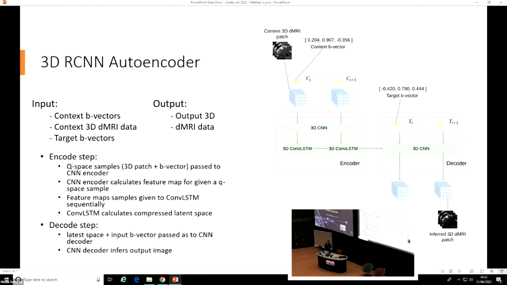The encoder consists of a three-dimensional CNN, which is then connected to a three-dimensional convolutional LSTM. The convolutional LSTM is the recurrent aspect of the RCNN. The 3D CNN in the encoder calculates features specific to each Q-space sample. These are aggregated by the three-dimensional convolutional LSTM to produce your latent representation view. That's then passed to a 3D CNN decoder along with your target B vectors to produce the output.